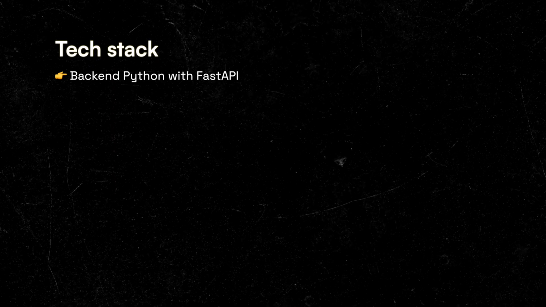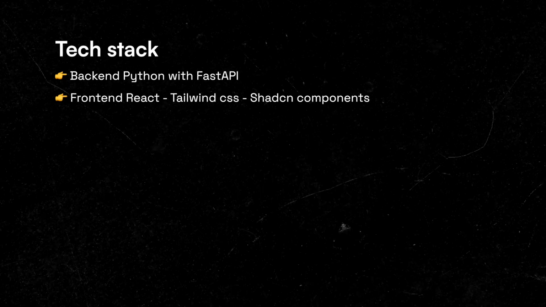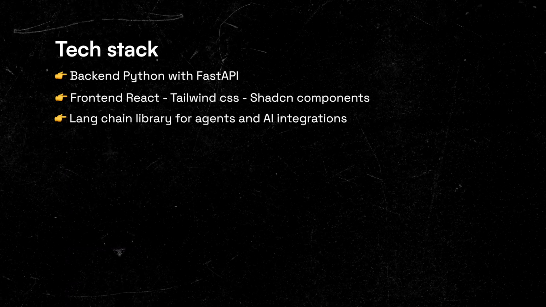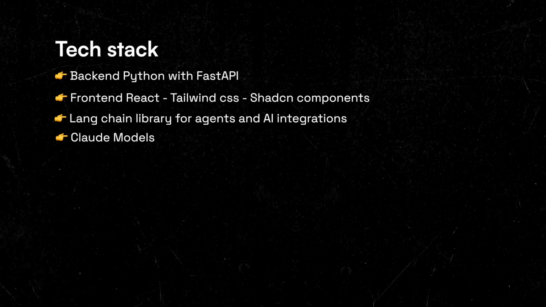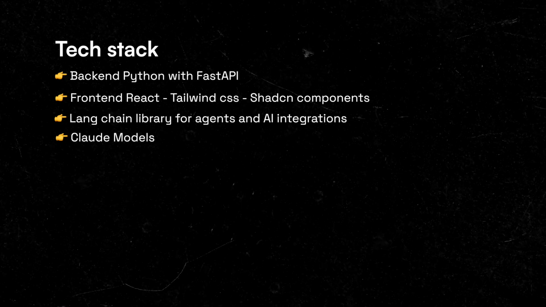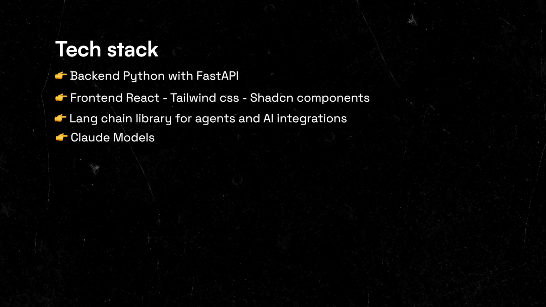For the backend, we'll be using Python with FastAPI framework. For frontend, we'll use React, styled with Tailwind CSS and shadcn components. To implement agentic workflows, we'll be using LangChain library. For the language model, we'll use Claude Sonnet 4.6. However, the architecture we build will be model agnostic, meaning you can easily switch to any model supported by LangChain.